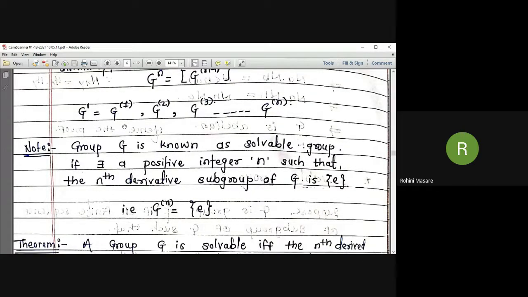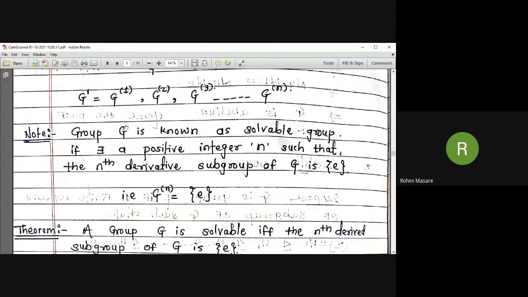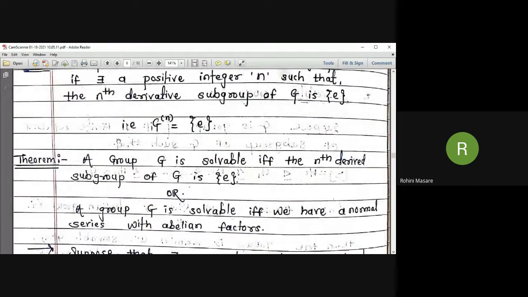No, sir. In the next lecture, we will see the theorem. Okay, G is solvable if and only if the nth derived subgroup is trivial. Okay, we will see the theorem in the next lecture at 2:30 PM.